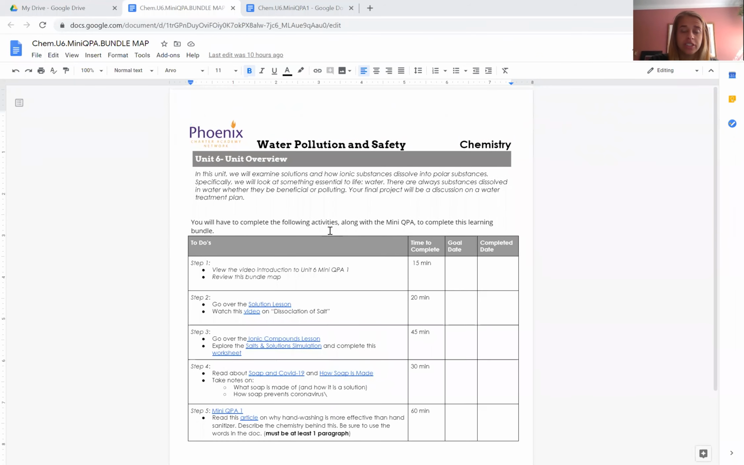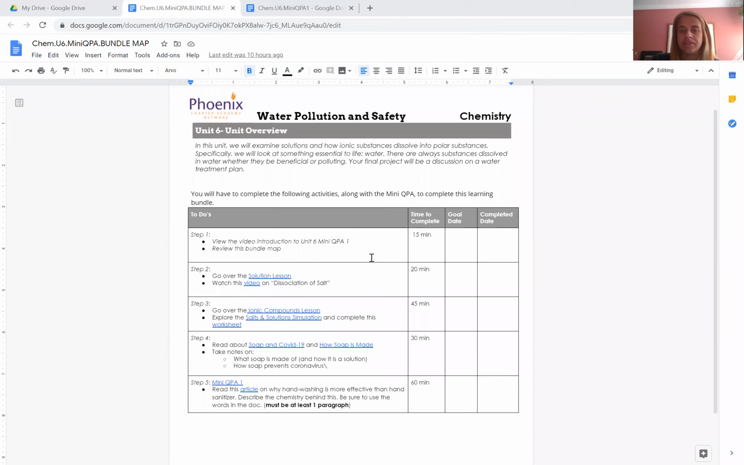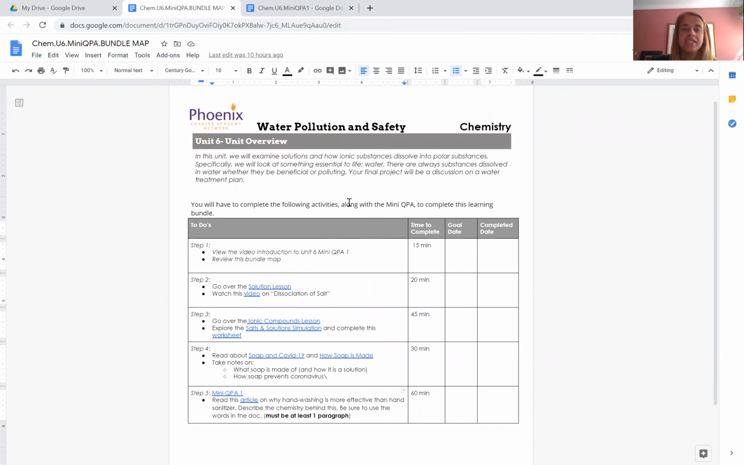Unit 6 is going to be similar to the revision bundles in how it looks, but it's a step-by-step to get to our goal of our mini QPA 1 and then our QPA in a separate document. So you're going to have two of these to complete for Unit 6.